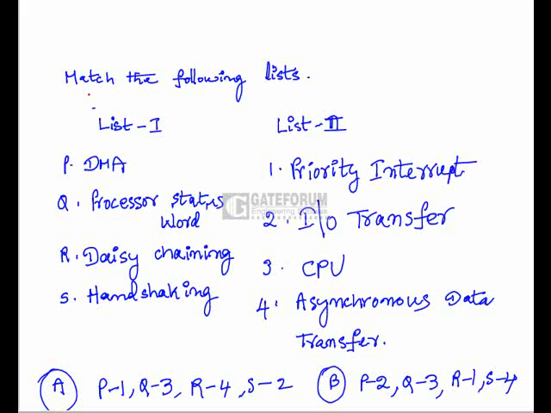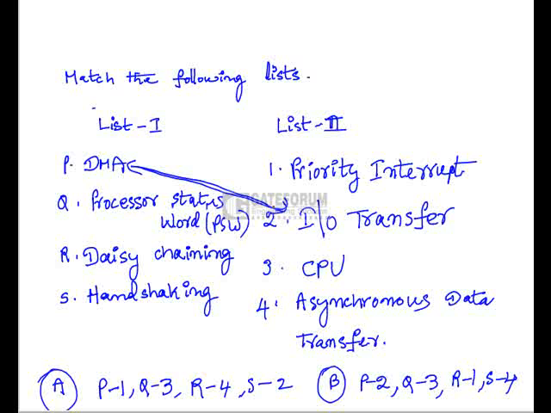Following list. List 1 contains DMA, processor status word, that is PSW, and daisy chaining, handshaking. List 2 contains priority interrupt, IO transfer, CPU, asynchronous data transfer. So DMA is direct memory access, which is related to IO transfer, because DMA is meant for doing IO. IO is of three types: programmed IO, interrupt initiated IO, and direct memory access.